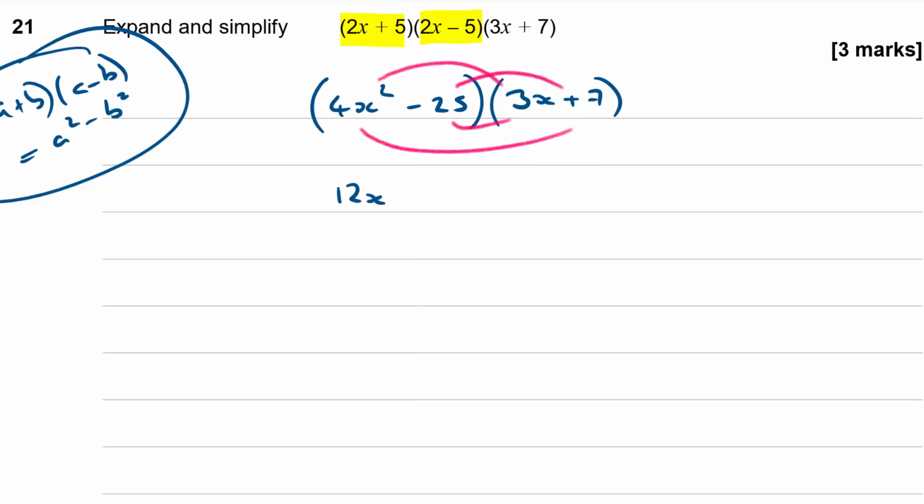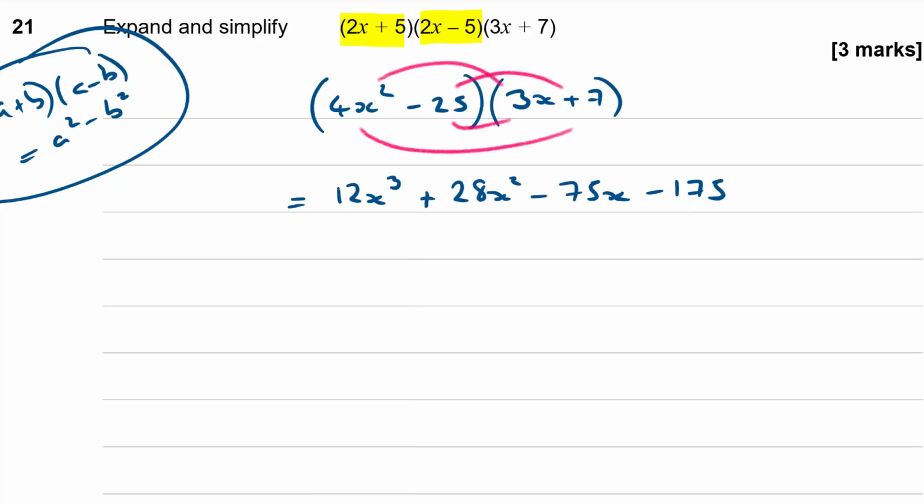I'm going to have 4x squared times 3x, which is going to give me 12x cubed. Then I've got 4x squared times 7, which is 4 7s are 28, 28x squared. Next up, I've got minus 25 times 3x, which is minus 75x. And finally, minus 25 times positive 7, which is minus 175.